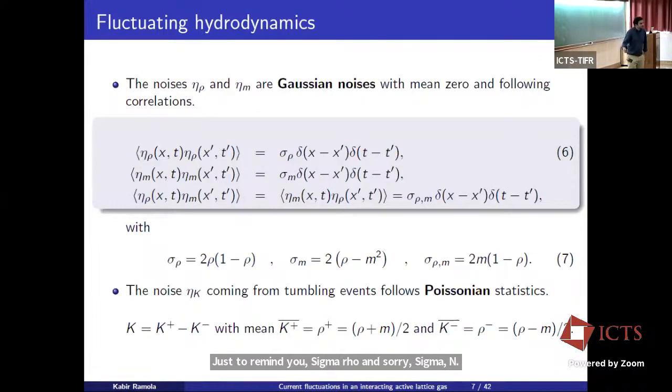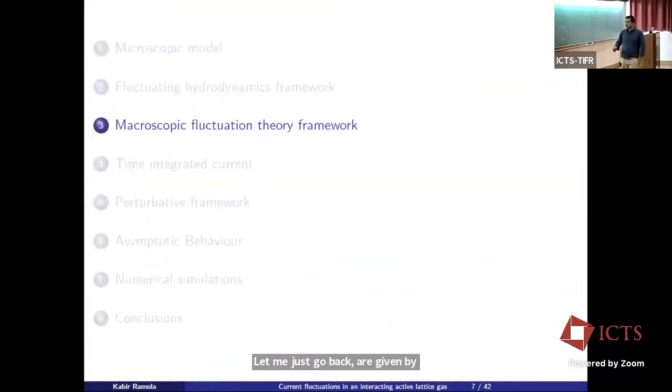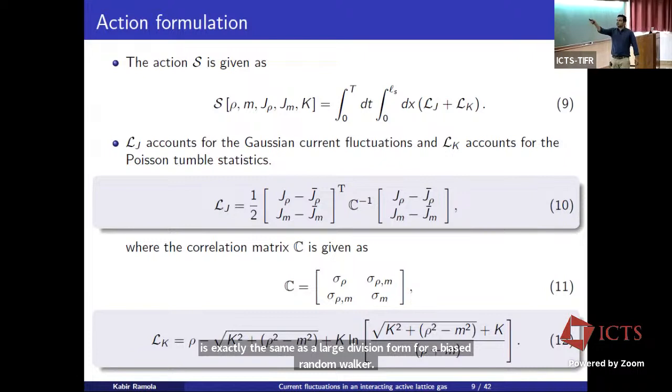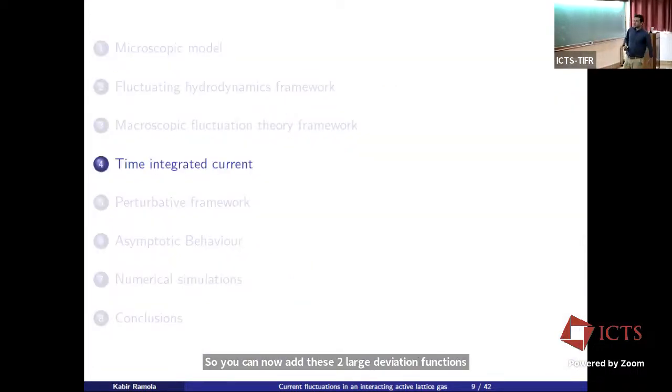So just to remind you, sigma rho and sigma m, let me just go back, are given by these, which is sort of conjectured by an exact mapping to the ABC model. And so you basically have a correlation matrix which couples the conservative part of the currents. But now you have this non-conservative part, which is basically Poissonian. And you can write a large deviation function for this Poissonian variable, which is exactly the same as a large deviation form for a biased random walker. So you can now add these two large deviation functions together and write an action. So this is again work done recently by Professor Kafri.